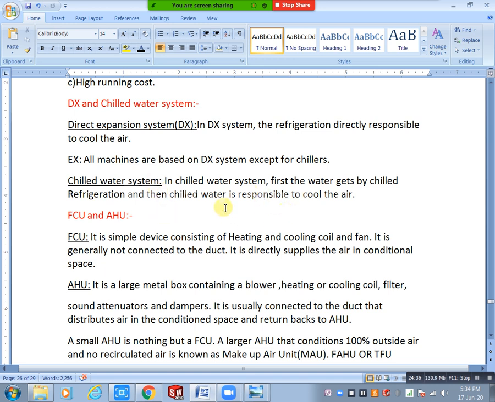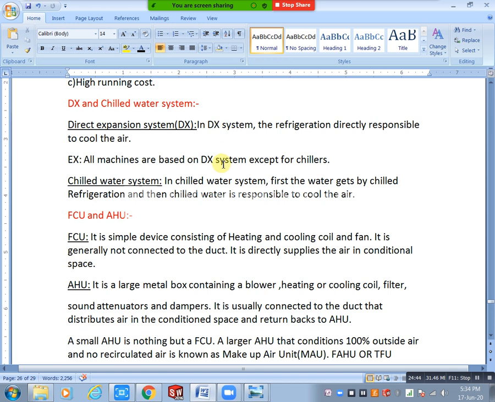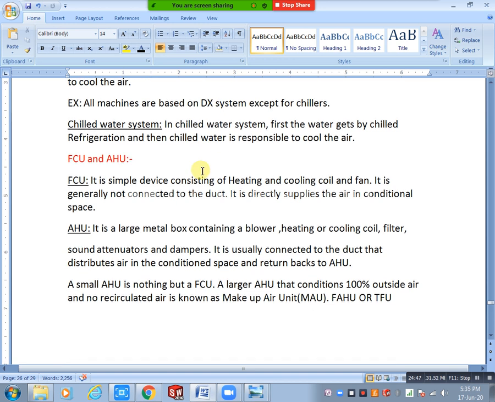Okay, next consider FCU and AHU: when do we call it an FCU and when do we call it an AHU? Okay, FCU is a simple device consisting of a heating and cooling coil and a fan. It is generally not connected to a duct, it directly supplies air into the conditioned space. For example, take a split system indoor unit. We have an evaporator coil, a fan, and an expansion valve. Just three components, we don't have anything extra.